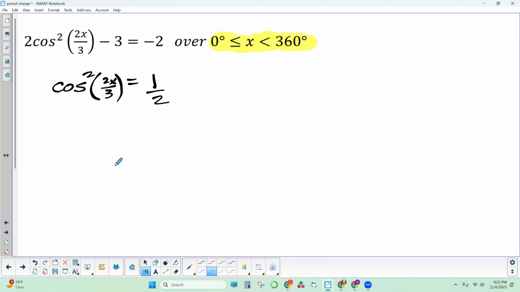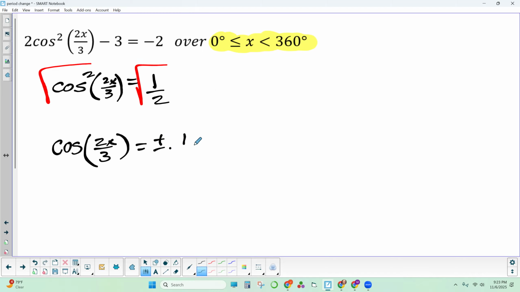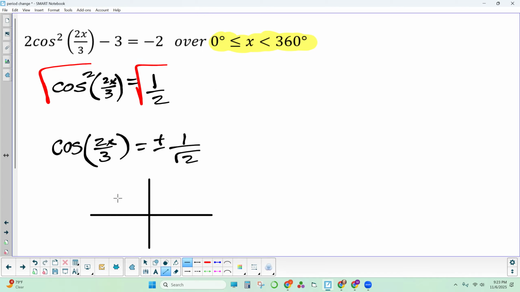Okay? So now I'm going to go ahead and take the square root of both sides, and that will give me cosine 2/3 x equals plus or minus 1 over root 2. Okay? So I'm looking for all angles where cosine is positive and negative. So I'm looking at all 4 quadrants here. Draw a triangle in all 4 quadrants.